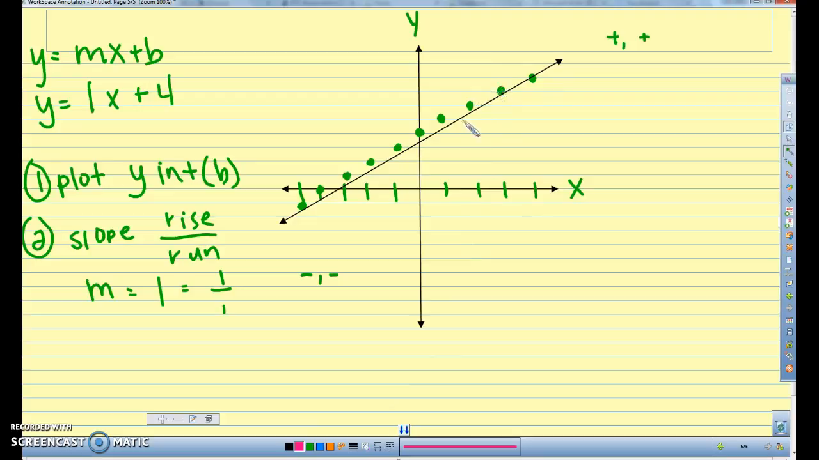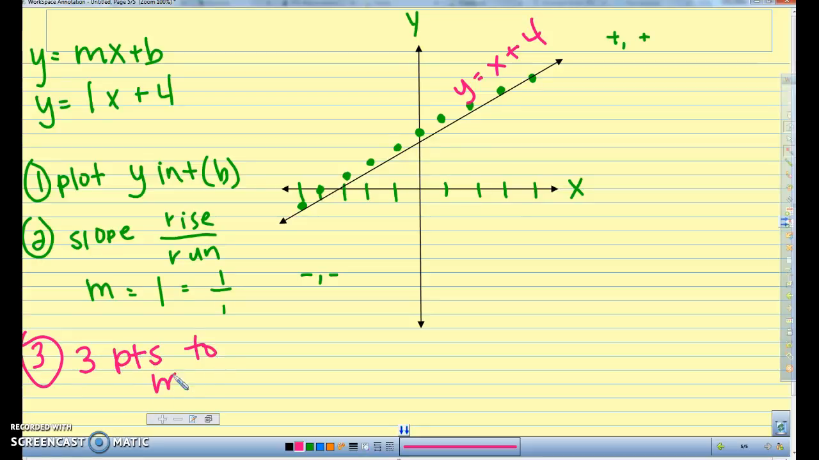And how will I label it? Well, with the equation I started with, y equals x plus 4. The big qualifier here is how many points do I actually need to make a line? I need at least 3 points to make a line.